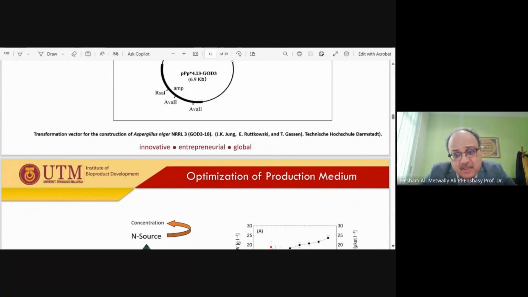This was in collaboration with the Technical University of Darmstadt at that time, Prof. Jung and Rutovetsky and Prof. Gassen.